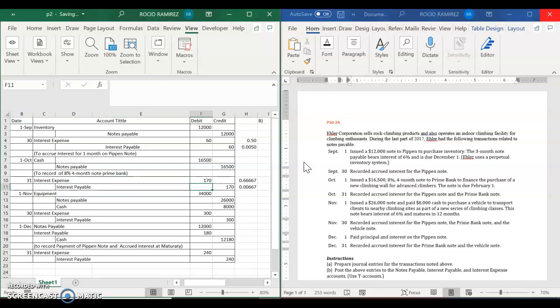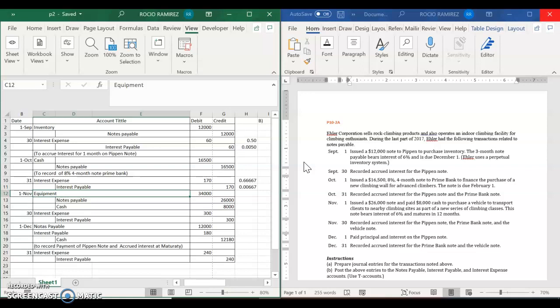Okay, the next, November 1st, says issue a 26,000 note and paid 8,000 cash to purchase a vehicle to transport clients to nearby climbing sites as part of a new series of climbing classes. This note bears interest of 6% and matures in 12 months. So in this case, we are just going to record the purchase that we did of the vehicle.